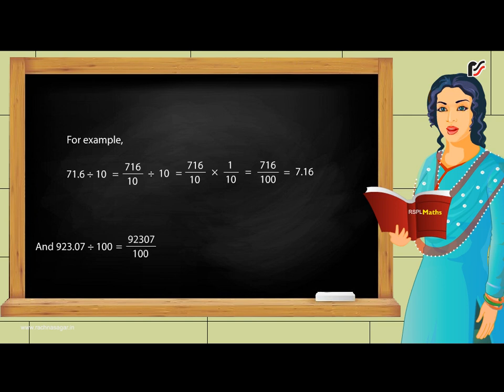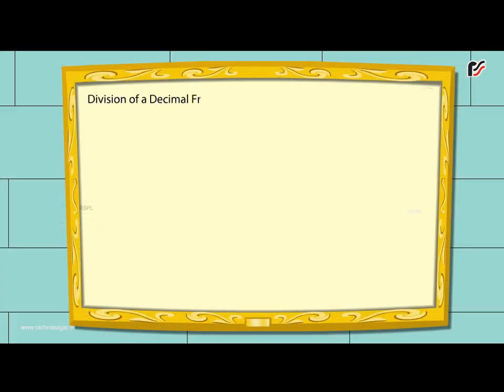923.07 divided by 100 is equal to 92307 by 100 whole divided by 100 is equal to 92307 by 100 whole multiplied by 1 by 100 is equal to 92307 by 10000 is equal to 9.2307.